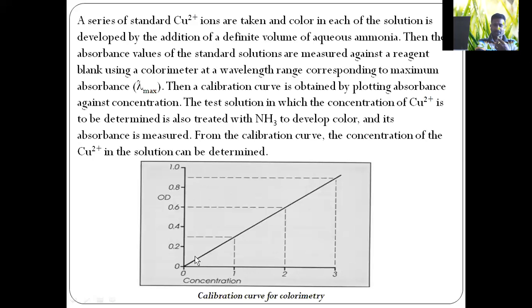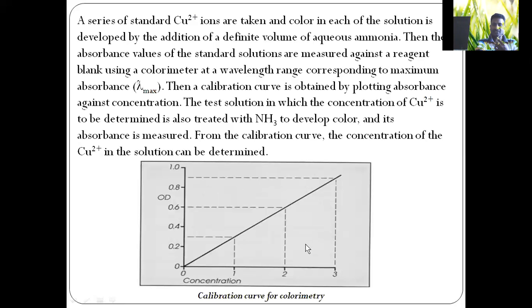When you plot a curve, the line passing through the origin is called the calibration line. From this calibration line, we can determine the amount of copper 2 plus ions present in a test solution. The absorbance of the test solution is measured on the y-axis, and from that absorbance of the test solution, a straight line is taken directly to the calibration line.